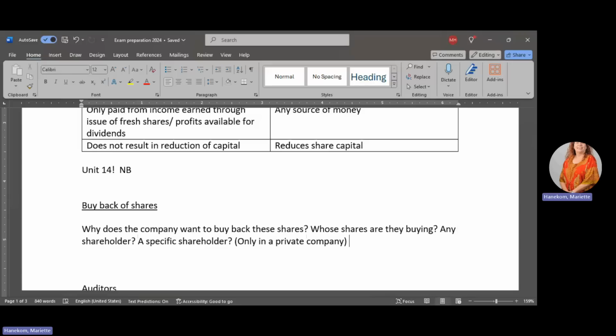But in a public company, obviously, your individual shareholders are not known by name. So it will not happen in practice that there will be a specific buyback in a public company. Which brings us to the next question you have to clarify in your mind.